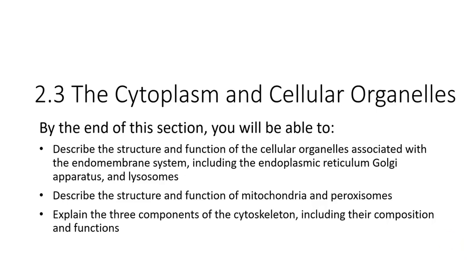Alright, let's continue talking about cells. This section is the cytoplasm and cellular organelles. So we're going to talk about the structure and function of different organelles, including the ones that are part of the endomembrane system. We're also going to talk about some other ones like mitochondria and peroxisomes and their importance in cells. And we're also going to talk a little bit about the cytoskeleton, so the structural components of the cell.